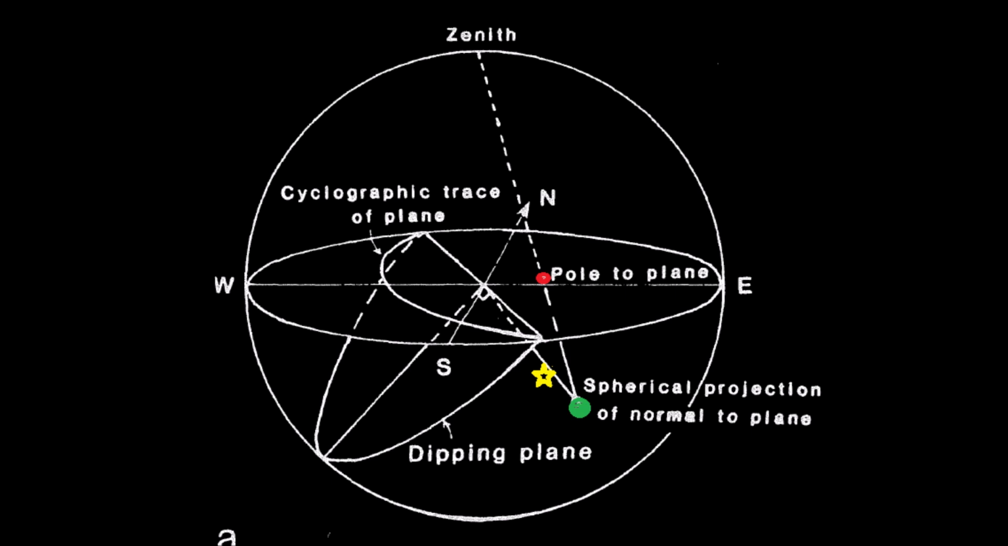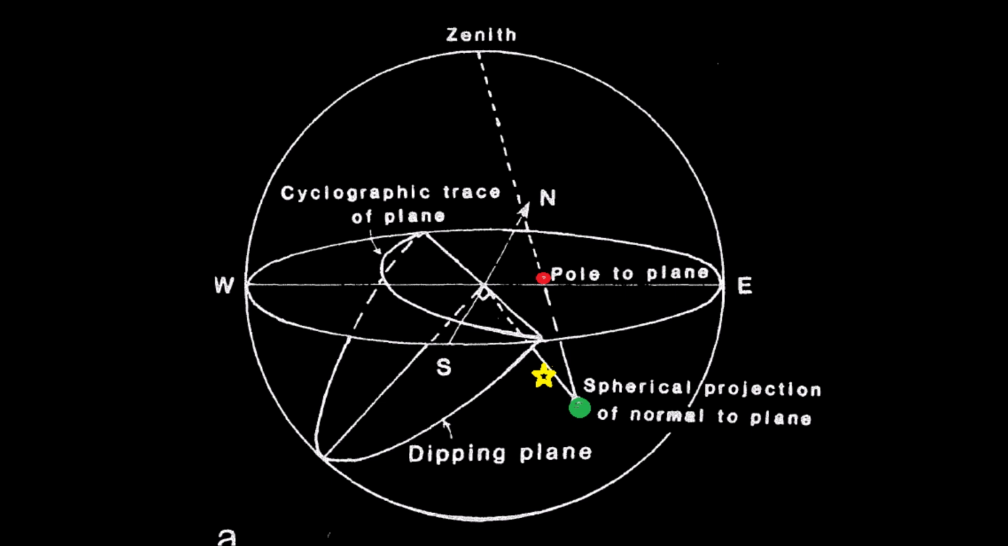We all know that when a dipping plane in the lower hemisphere of the stereographic sphere connects with the zenith, we get the cyclographic trace of the plane. If we consider a perpendicular to the previous dipping plane, we get a point which is the spherical projection of the normal to the plane. While connecting that point, mentioned here with the green colored dot, to the zenith, we get a red colored point on the equatorial plane, which is called the pole to the plane.